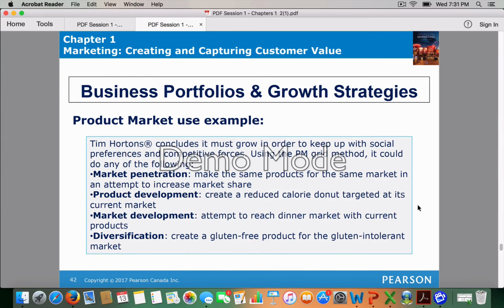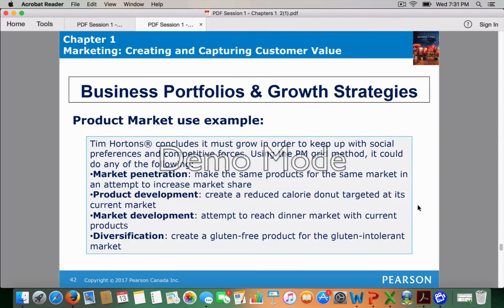The next one is product development. Another way to grow is to introduce new products to your product line and sell those products to your existing customers. And Tim Hortons has actually followed this particular strategy quite aggressively. Tim Hortons always introduces, or quite regularly introduces, new products to their existing customers. They introduce new varieties of donuts, or they introduce new sandwiches, or a variety of new products, and they sell those products to existing Tim Hortons customers as a way to grow their business.